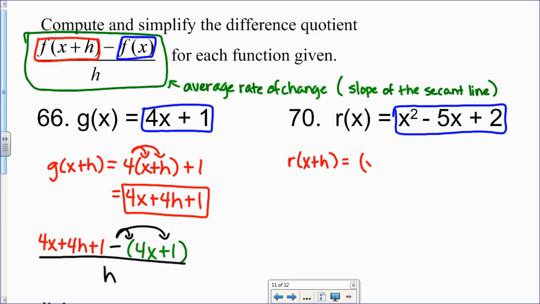So x plus h squared. So I'm putting this x plus h into x. So x plus h squared minus 5 times x plus h plus 2. So here's where knowing that binomial squared shortcut is helpful. If you need to, on the side, write this twice and FOIL. Okay, do that.